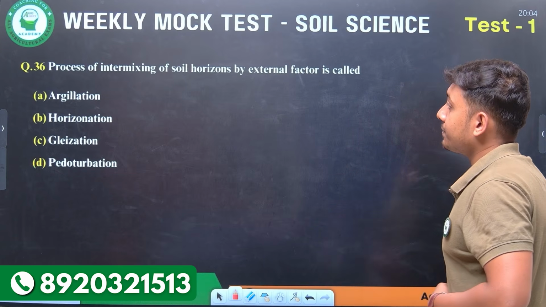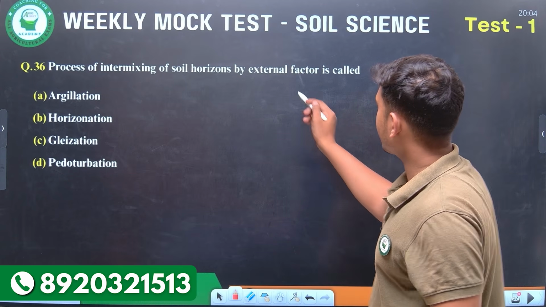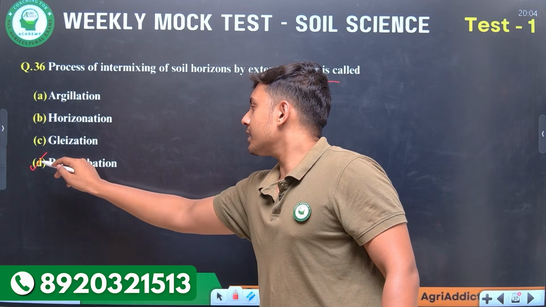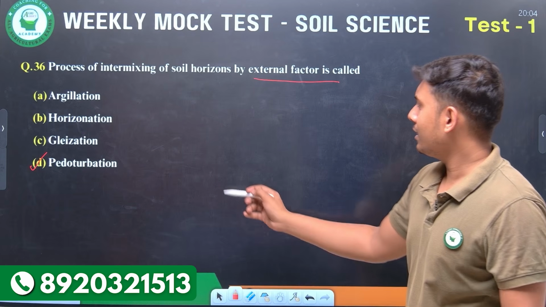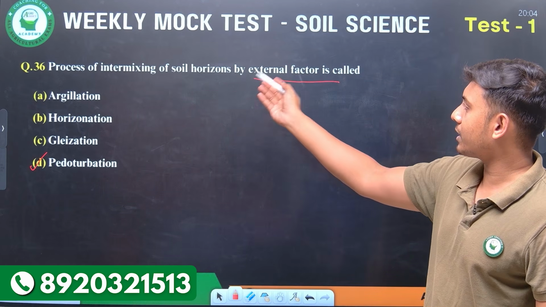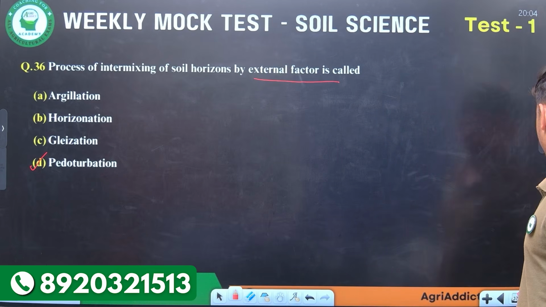So next question, process of intermixing of soil horizons by external factor. This is pedoturbation. This is a direct type of question. We all know that these are the easy type of questions. Pedoturbation is nothing but the intermixing of the soil horizons by external factor.